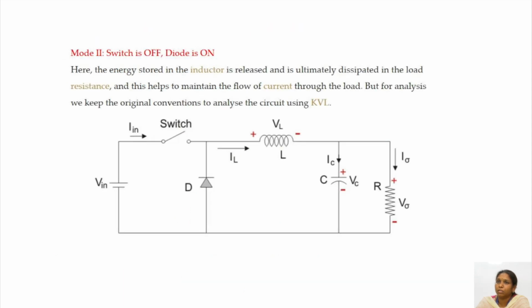When the switch is in off period, what happens to the circuit is the diode becomes forward biased. So now the charged inductor will be discharging to the capacitor and to the resistor.